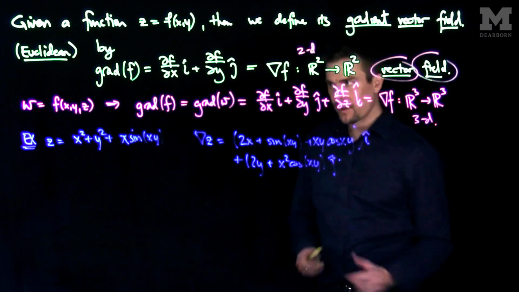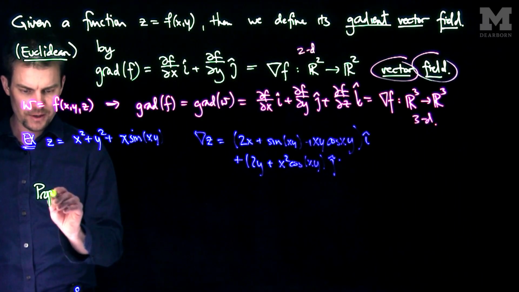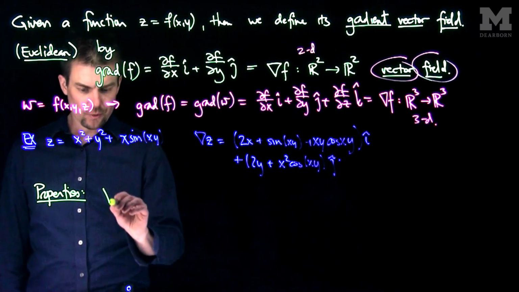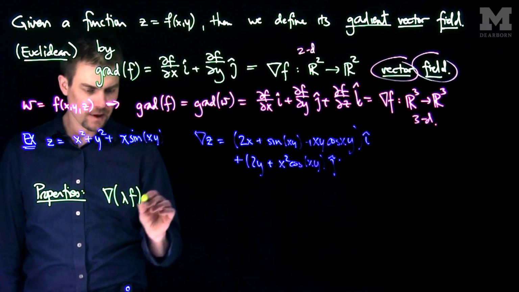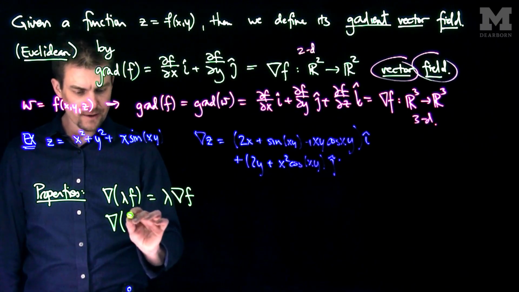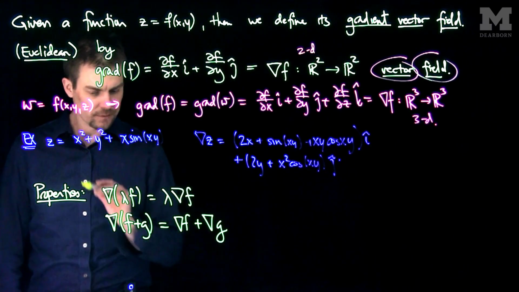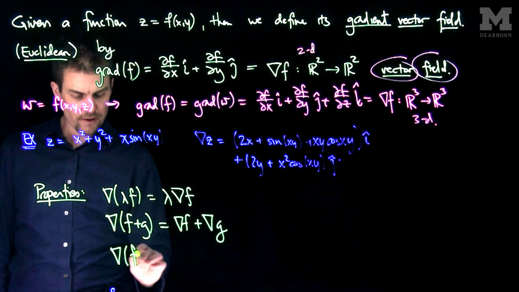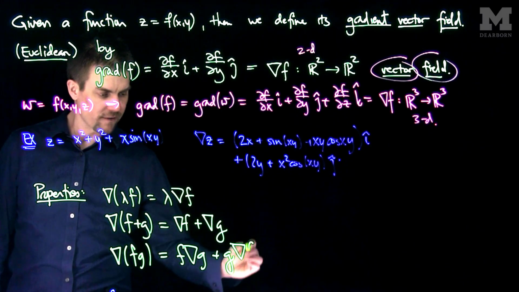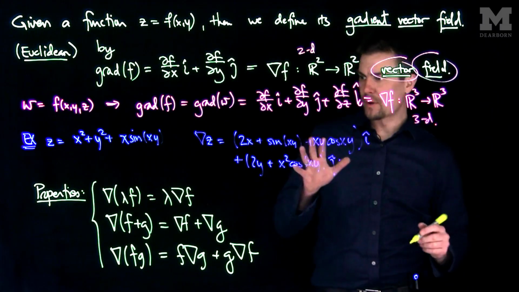Now, we should make some notes about gradients, so some properties of gradients. If we want to compute the gradient of a multiple of f, that is just that multiple times the gradient of f. If we wish to compute the gradient of f plus g, that is the gradient of f plus the gradient of g. If we wish to compute the gradient of the product of f and g, that will be f gradient of g plus g gradient of f. That's the product rule for the gradients. And we'll see in future videos that this will be important.